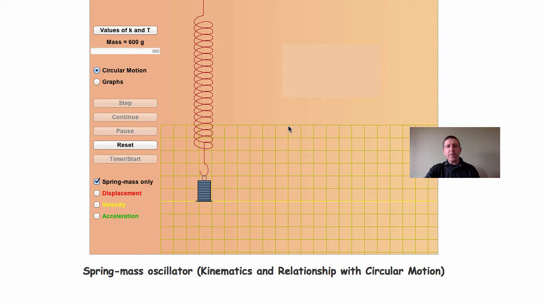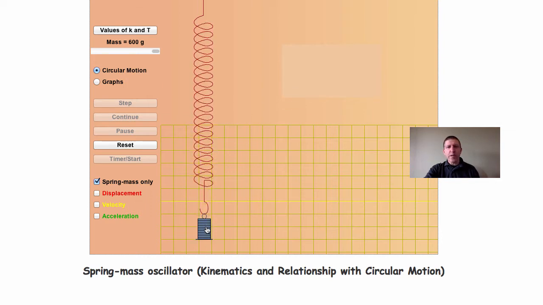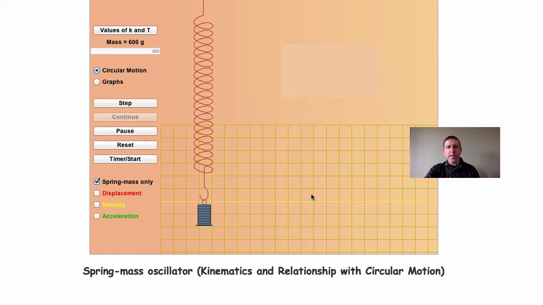Let's just demonstrate this with our little oscillator here. I've got the mass set at 600 grams here. I'm going to pull this down so my amplitude is 3 of these blocks, and I'm going to release it. And you can see the frequency is like 1 and 2 and 3 and 4.